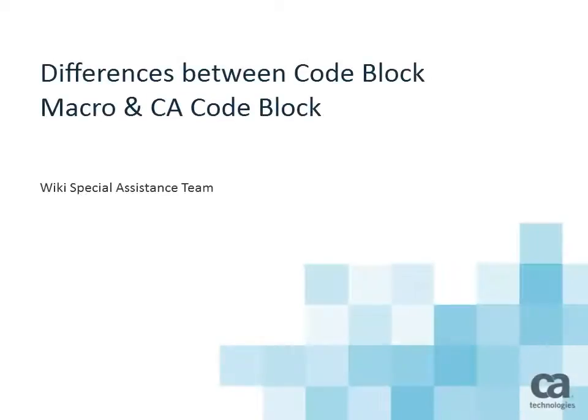The code block and the CA code block macros allow you to display source code in your wiki page. However, there are some differences between these macros, and this quick video will help you understand what the differences are and how to use some of the advanced features of the code block macro.